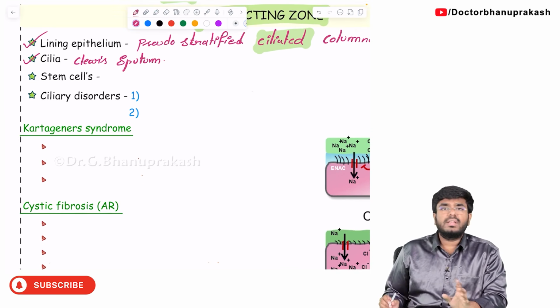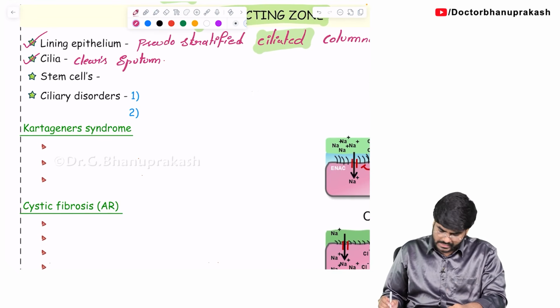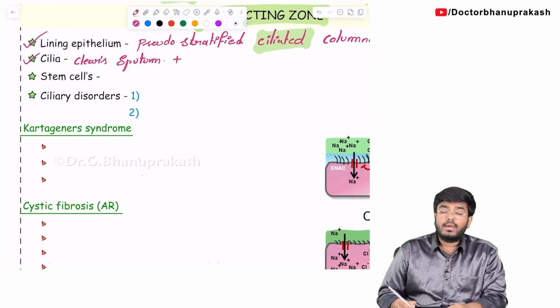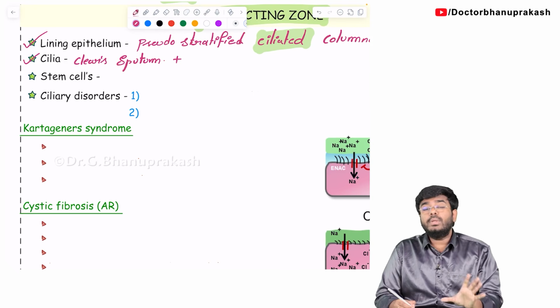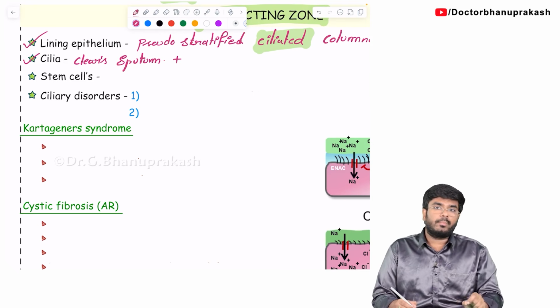Not only that, any other important point about cilia? See, cilia not only help clear the sputum, but during the embryogenesis, during the developmental time, I am talking about.